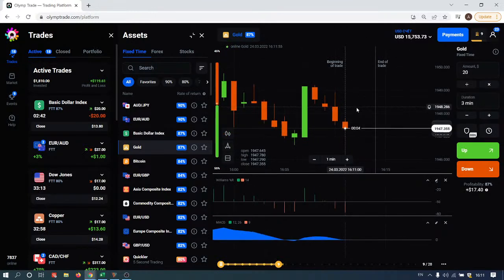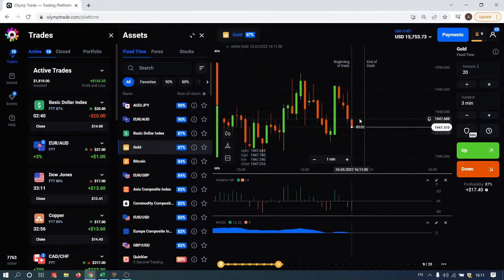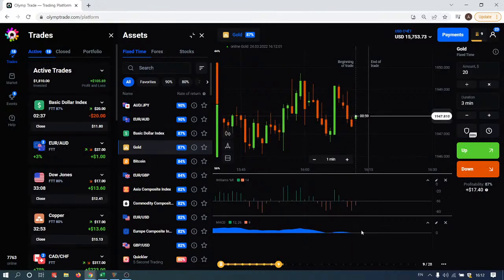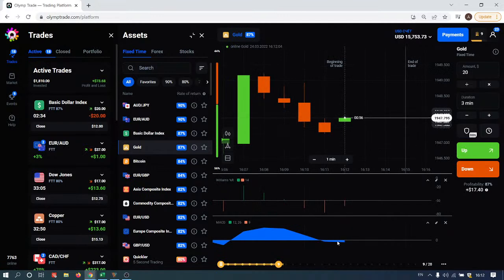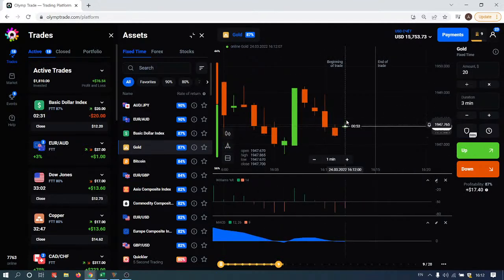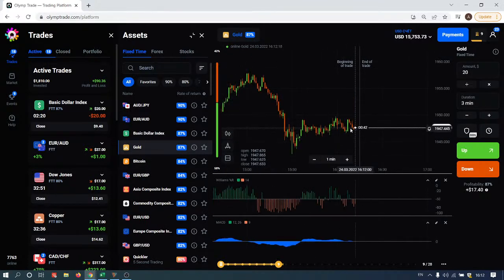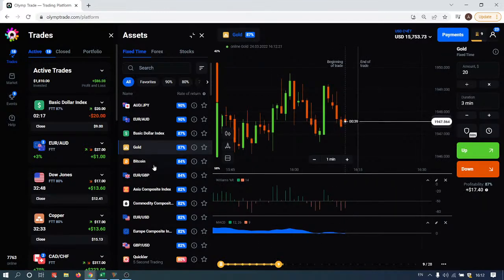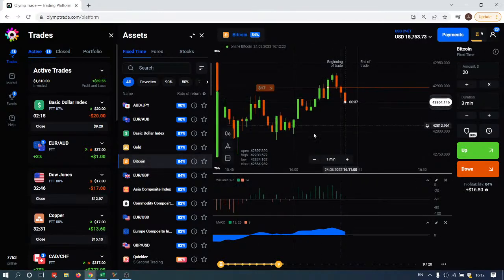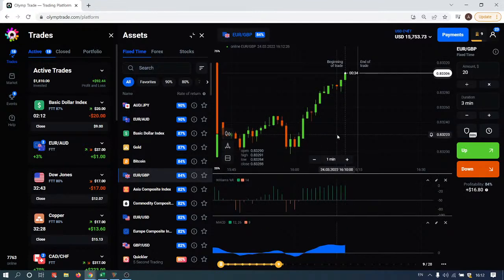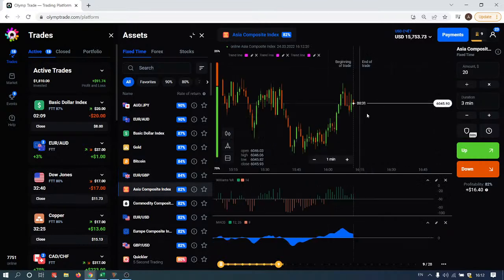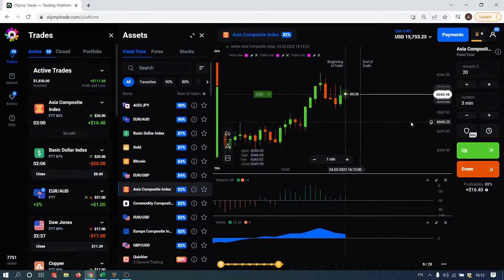Now, okay, so on gold, I don't really see any signal just yet, as we can see when we have a closer look. Okay, so maybe we are starting to get it right now, but I would rather wait for a maybe more clear signal. I don't really know. This one looks a little bit confusing to me. Next, we go to Bitcoin. Okay, no signal here. Euro GBP and Asia Composite Index. Yes, let's go Asia Composite Index upwards.